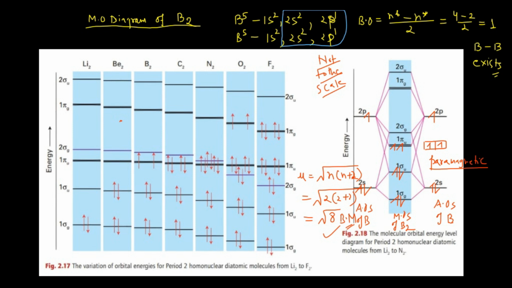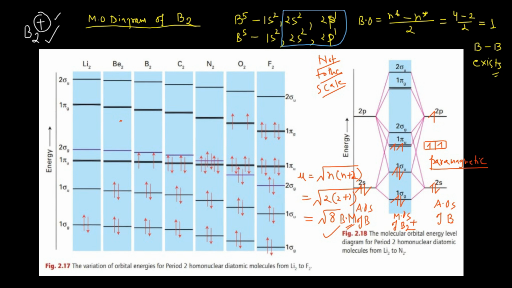Now suppose, instead of B2, you have to draw the diagram for B2 positive. If you want to draw the molecular orbital diagram of B2 positive, what is the meaning of that? It means this B2 has one electron less now, because one positive charge is there. One electron less means you can remove one electron from this pi, or if you want, you can remove it from here only. Only one positive charge is there, so I'll remove only one electron, and for the correction I'll write B2 positive here, right?